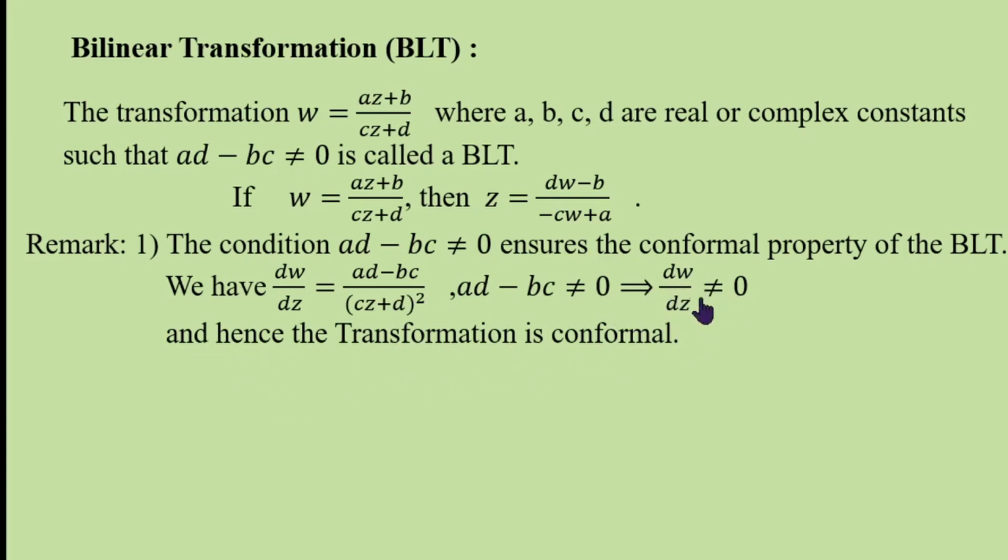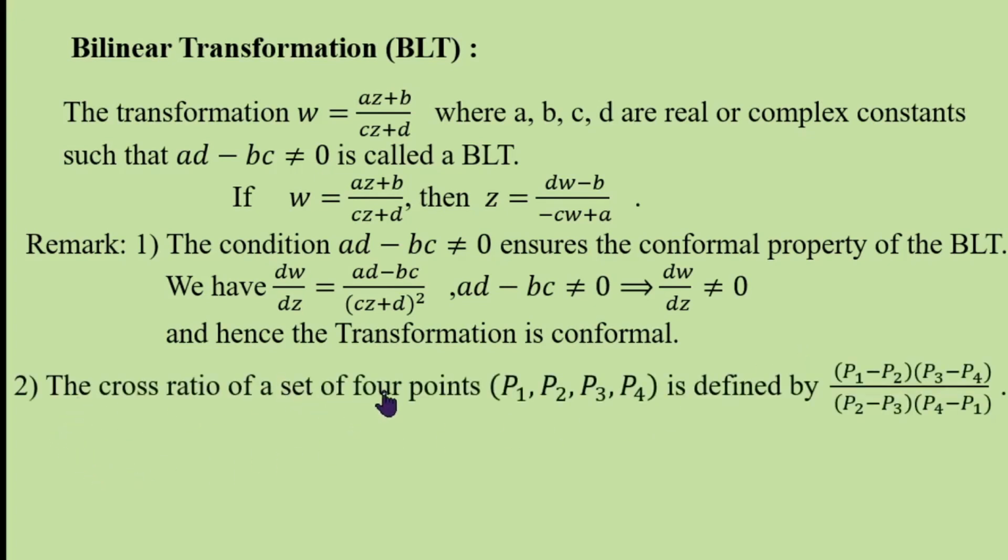In conformal transformations, the angle between the two curves at the point of intersection, since the derivative is non-zero, means you get different slopes. With the help of those slopes, we are able to find the angle between the two curves. Therefore, the transformation is conformal if AD minus BC is not equal to 0.